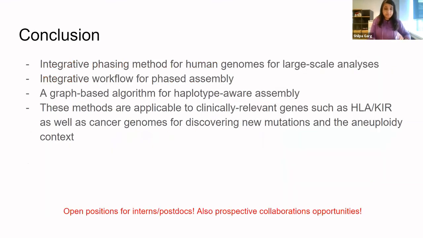So to conclude, in this talk, I first presented a new phasing algorithm that combines short and long reads for doing a robust analysis of human genomes. Next, I presented a generalized approach to chromosome scale haplotype resolved assembly without any reference bias. Finally, I gave you a graph-based method for haplotype resolved assembly in any type of complex genomes.